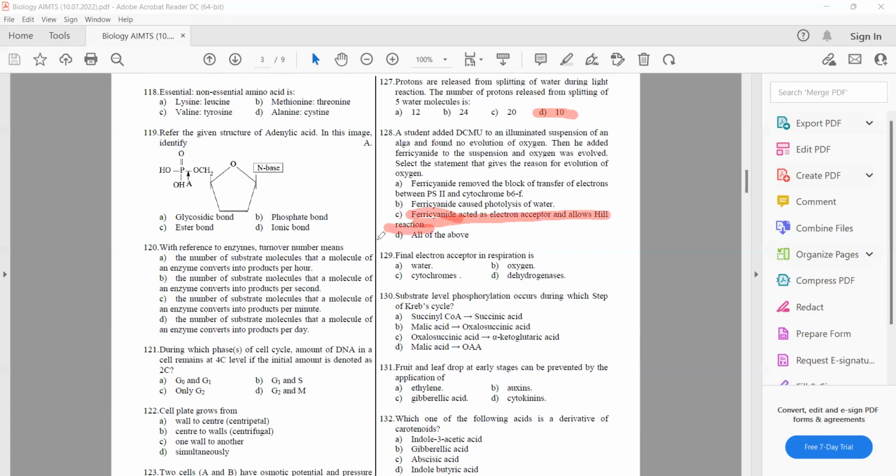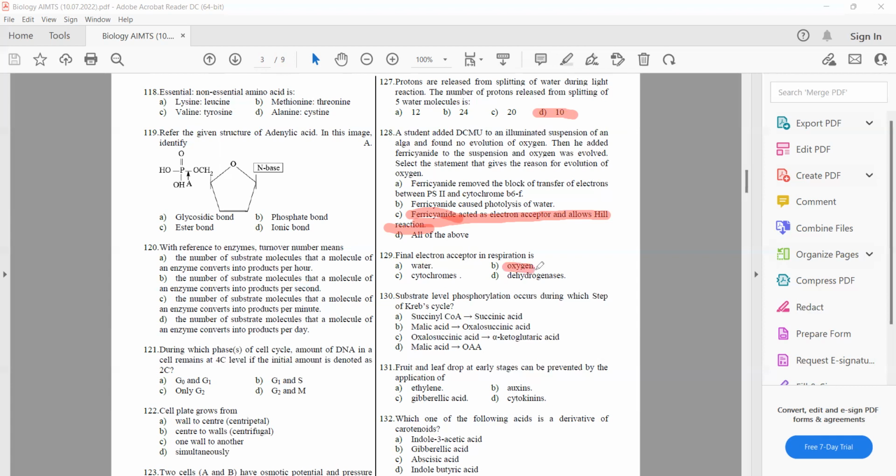So when we talk about the hydrogen acceptor, here it is ferricyanate. It got reduced, and water got oxidized to give us oxygen. So this is the Hill's reaction. And 129, final electron acceptor in respiration is... Very important question. The final electron acceptor in respiration is oxygen.